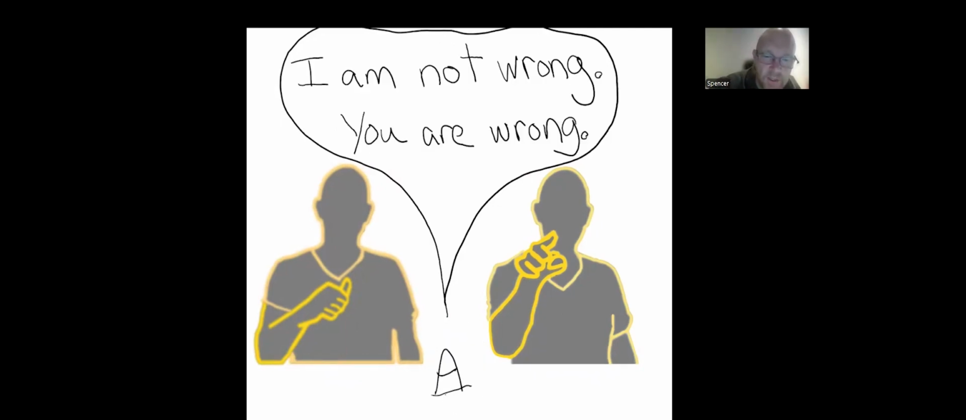A and B can practice this dialogue. I am not wrong, you are wrong. Of course, now we're going to show them that this not sound follows a friend. This time the friend is am, making sure that the negative hand gesture has those two syllables. So it's I am not wrong.